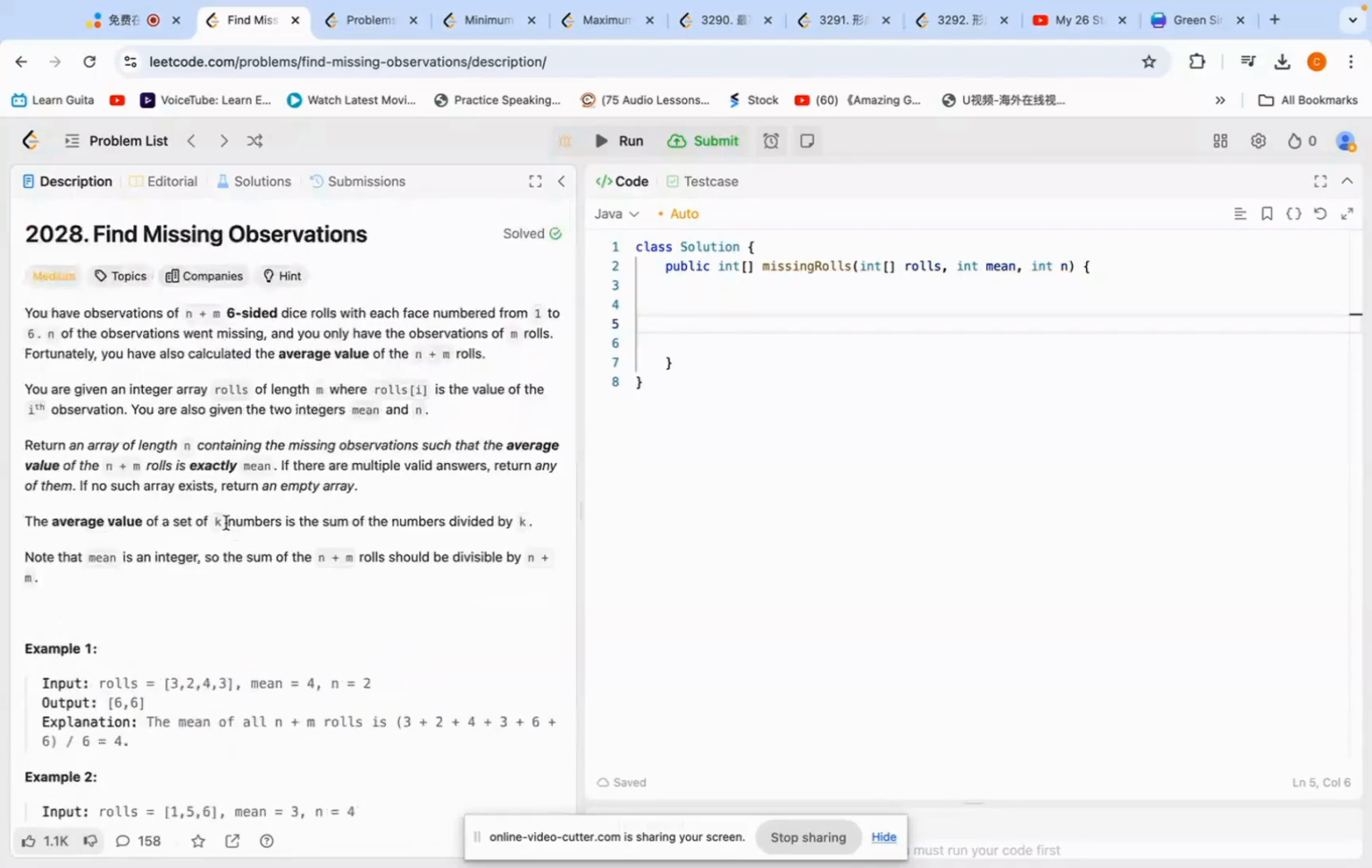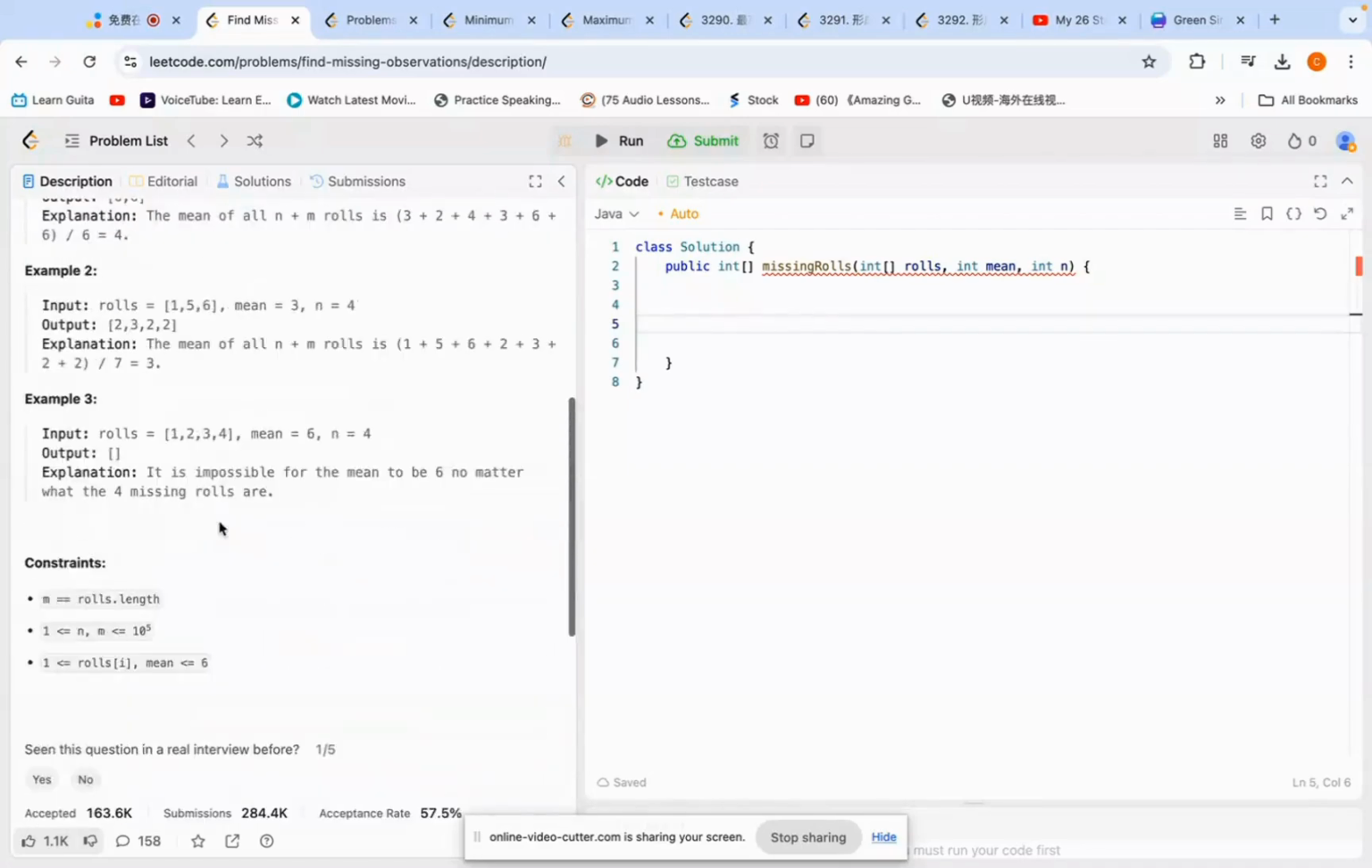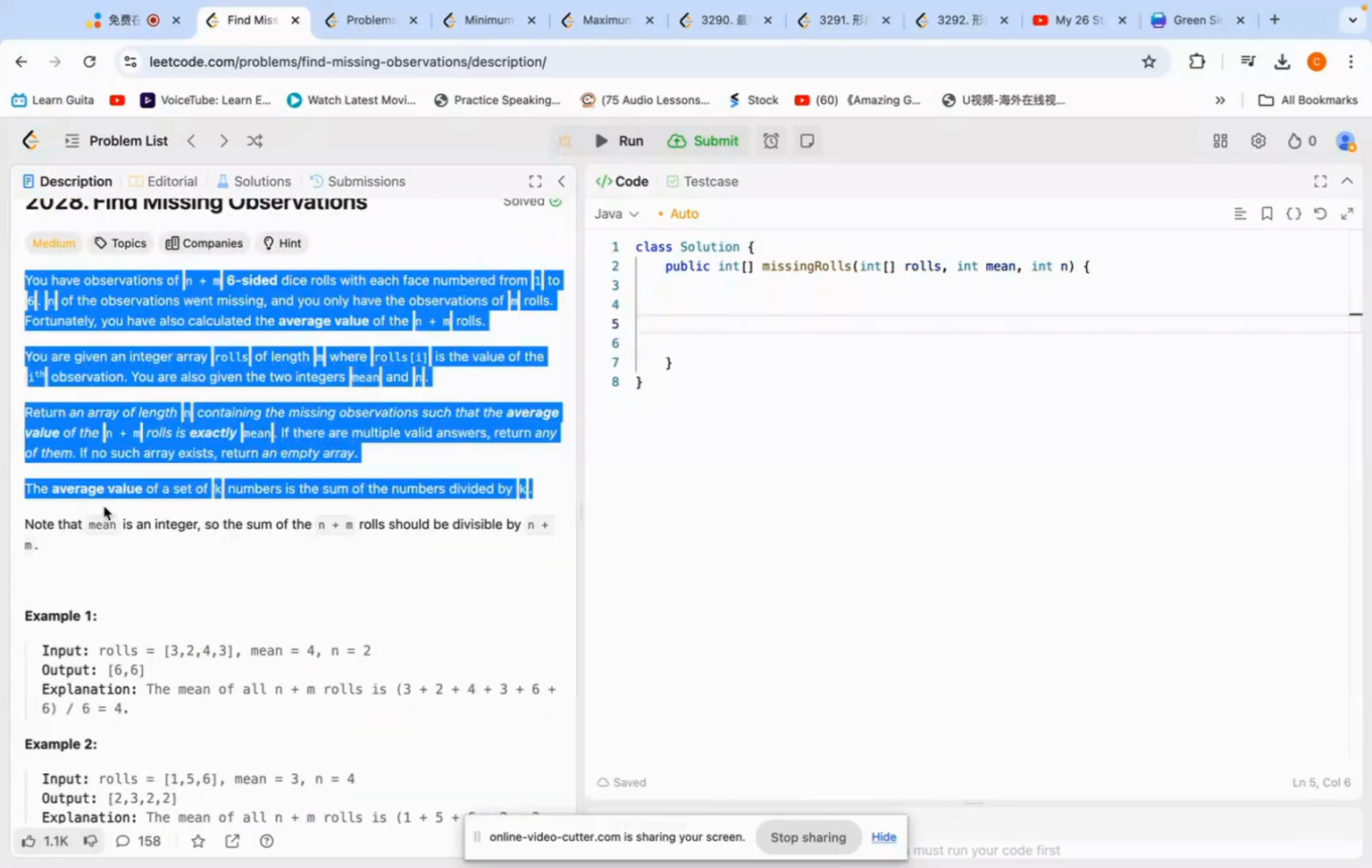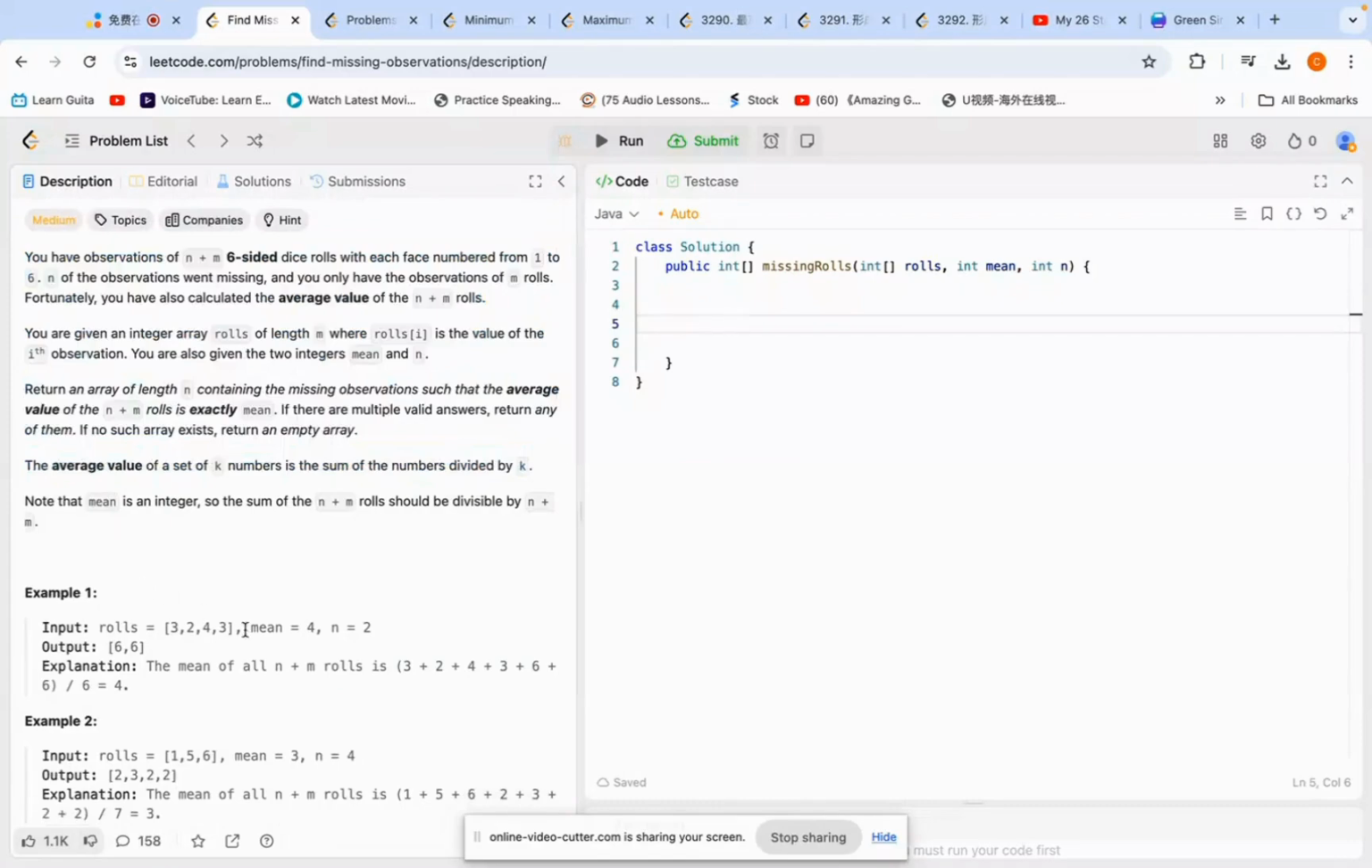Yeah, we need to do this question. So here you can see you have observation of n plus m, 6 sides. Okay, so you can understand we have dice with 6 sides, right? So you can go through this one. The question is we need to find the missing number, and it should be 6.